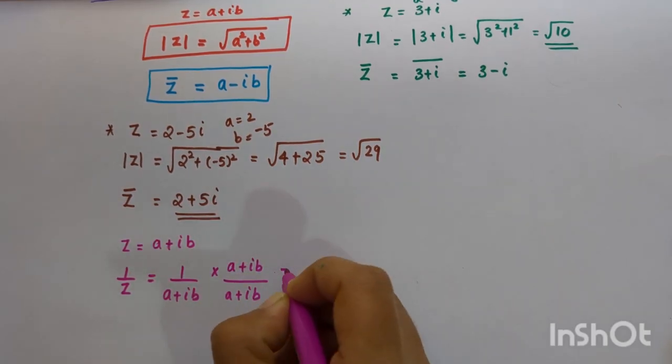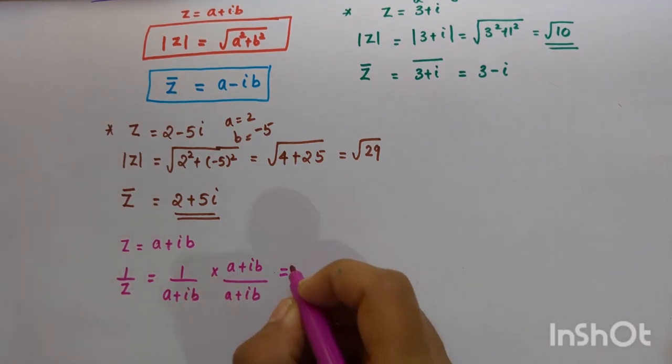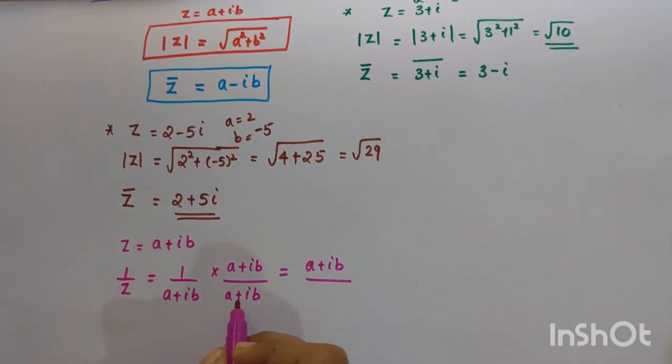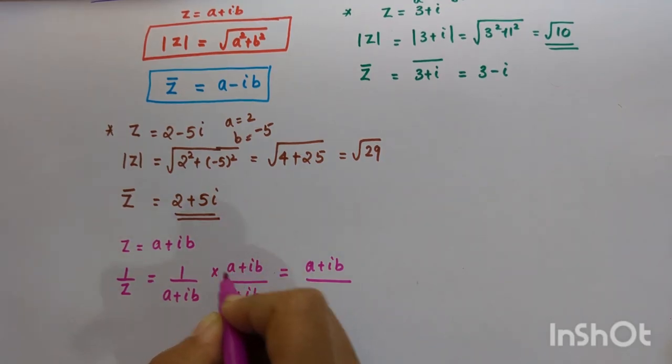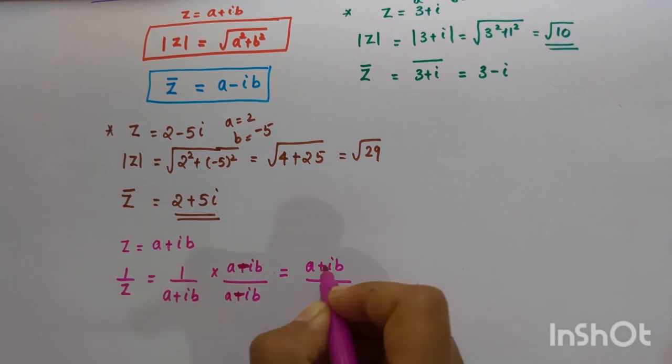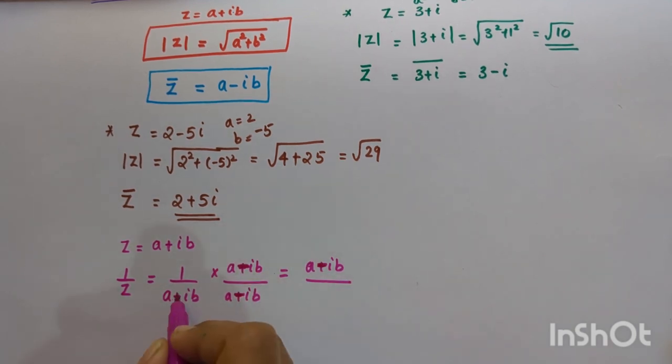I am just multiplying both the numerator and denominator with a plus ib. So this becomes what? Sorry, I actually wanted to multiply the numerator and denominator with a minus ib. I'm sorry, this is a minus ib. So a minus ib divided by a plus ib into a minus ib.